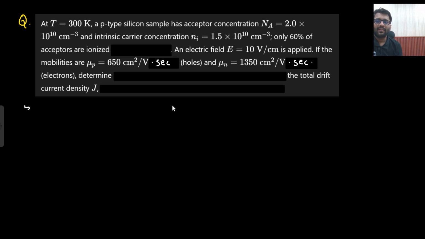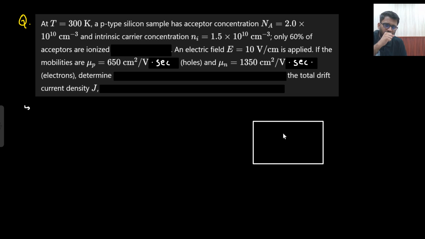At 300 Kelvin, a p-type silicon sample is having acceptor atoms of 2 × 10^10. Okay, so previously it was intrinsic, having 1.5 × 10^10, and then you did the doping of Na. That was 2 × 10^10. Now what is the line written? Only 60% of the acceptors are ionized.